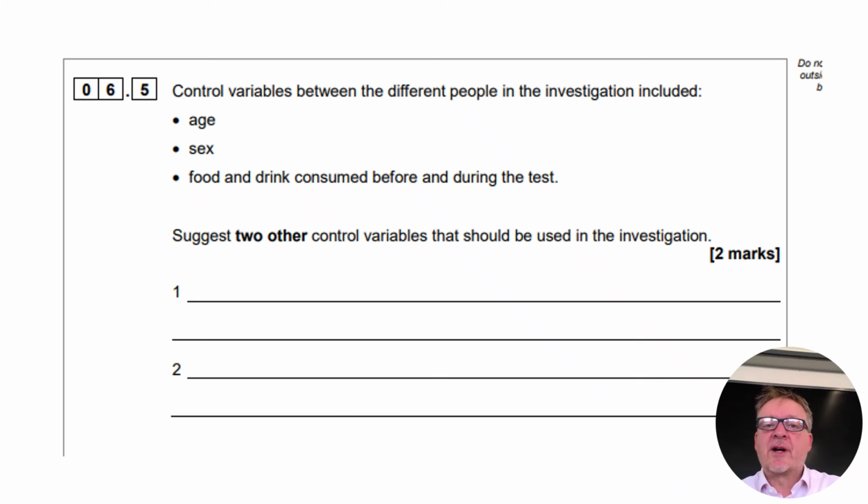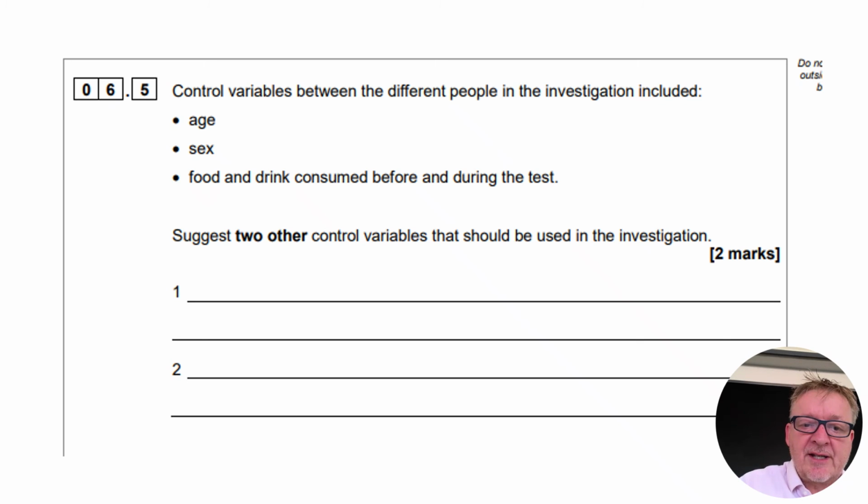6.5. Control variables between different people in the investigation include age, sex, food and drink consumed before and during the test. Okay, so everything's kept the same. So same sort of age, same sort of sex. Okay, there's only a couple of choices. Food and drink consumed before and during the test. Suggest 2 other control variables that should be used in the investigation.